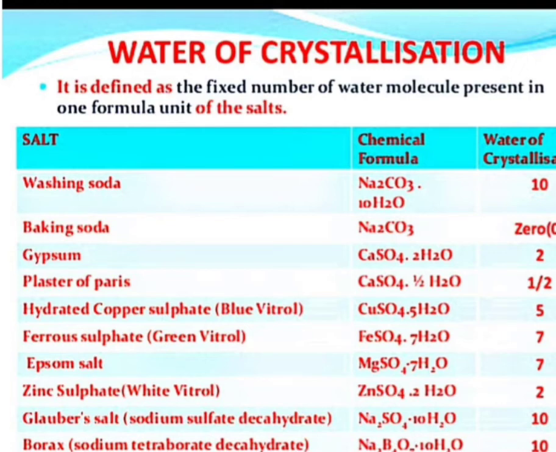Ferrous sulfate, which is known as green vitriol, is FeSO4.7H2O, it has 7 water molecules. Epsom salt, MgSO4.7H2O, that means it has 7 water molecules. Zinc sulfate, which is white vitriol, ZnSO4.7H2O. Glauber's salt or sodium sulfate decahydrate, Na2SO4.10H2O, so it has 10 water molecules. And borax, which I have been speaking of so long, sodium tetraborate decahydrate, that is Na2B4O7.10H2O, so this also has 10 water molecules.